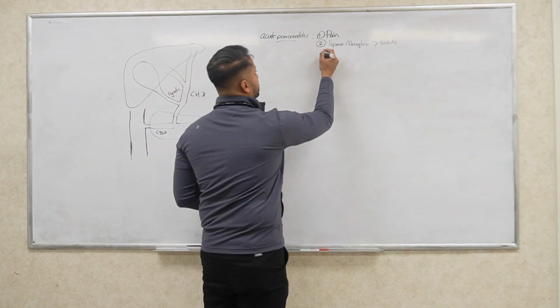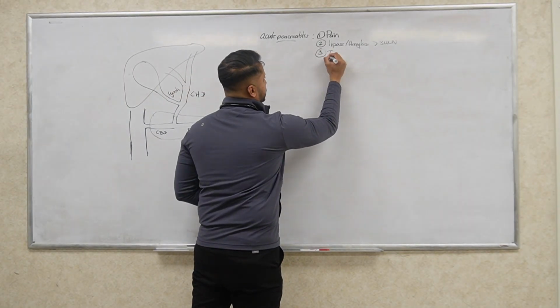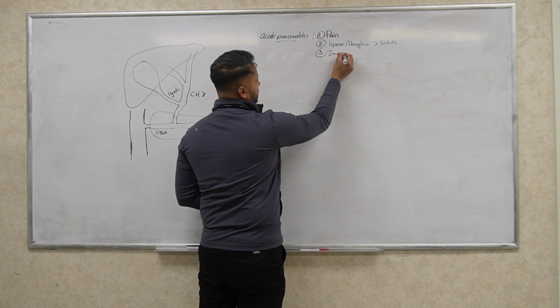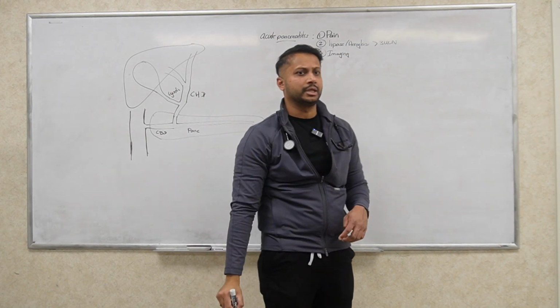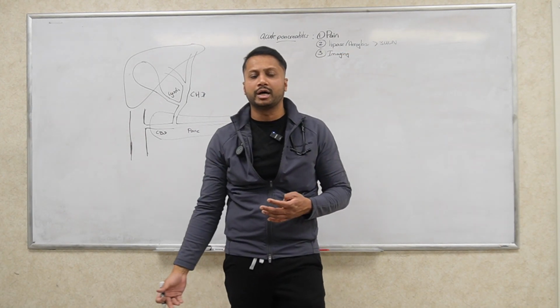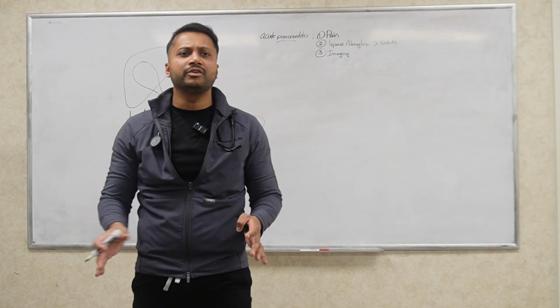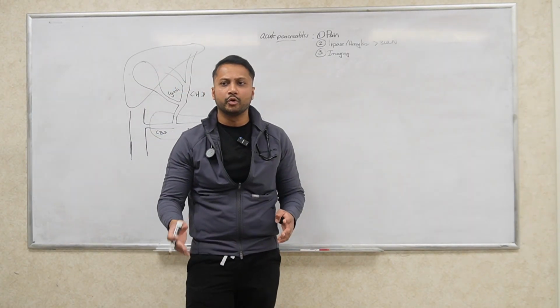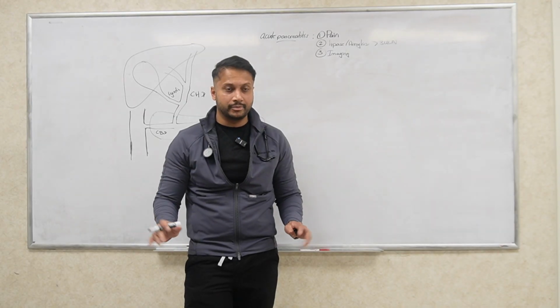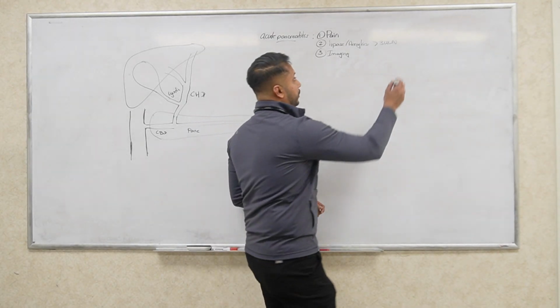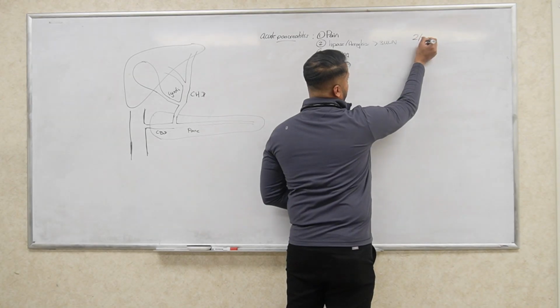And number 3 is going to be imaging. Does it have to be a CT scan? No, it doesn't have to be a CT. Could it be MRI? Could it be CT? Could it be ultrasound? Yes. It could be any form of imaging. But most of the time what we go for is going to be a CT scan. So you need 2 out of the 3 to diagnose acute pancreatitis.